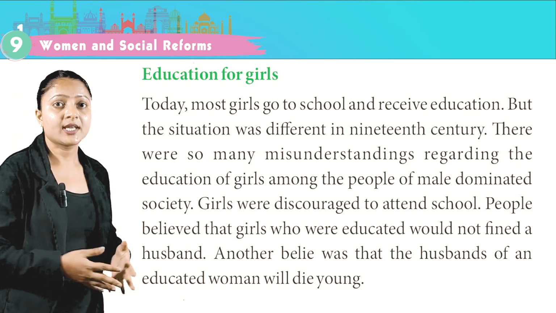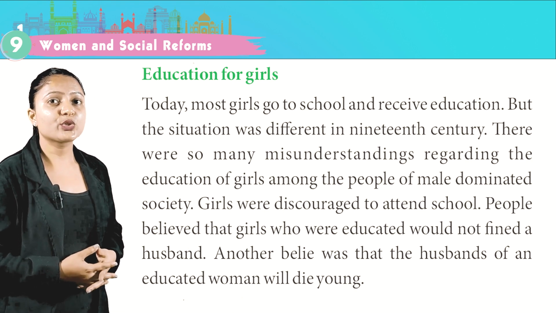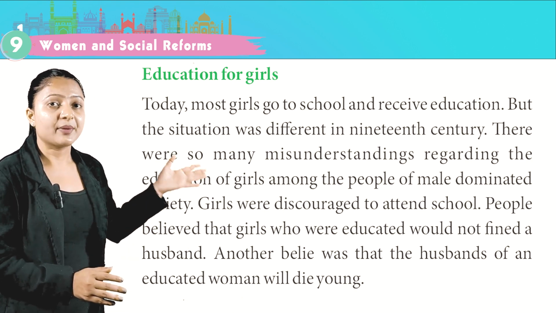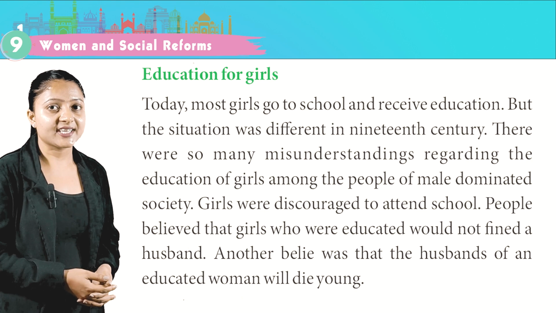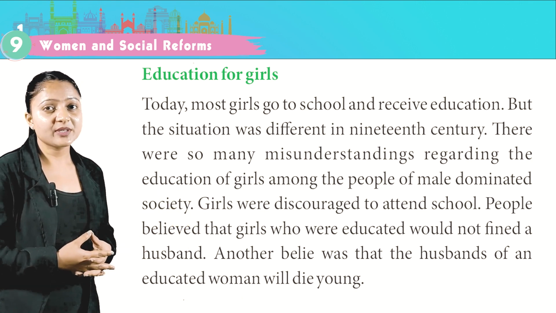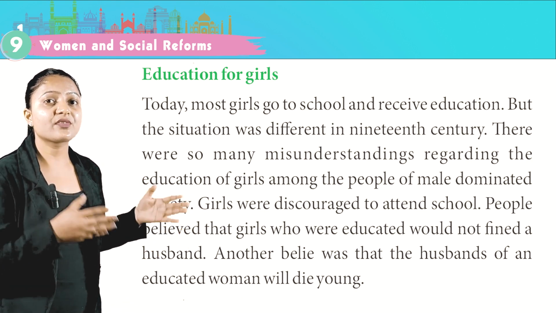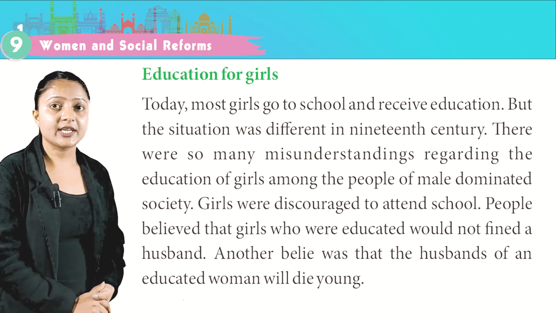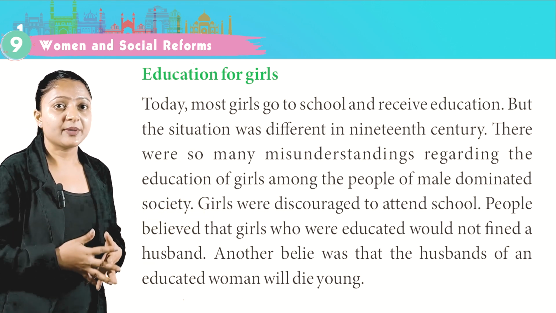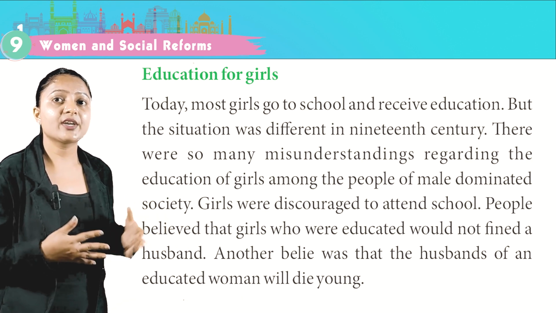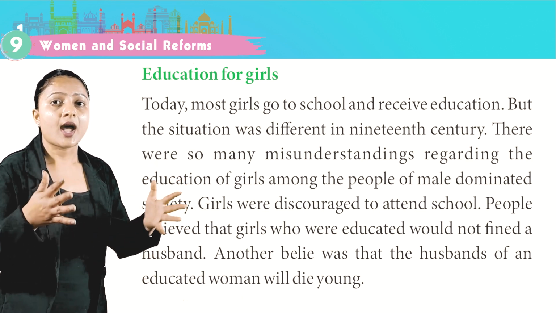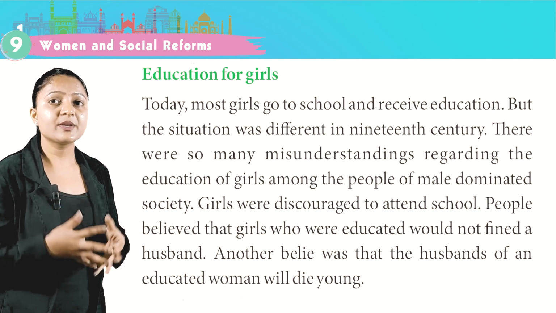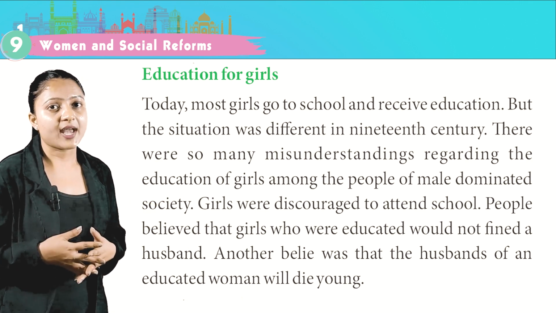Education for girls. Today, most girls go to school and receive education. But the situation was different in the 19th century. There were so many misunderstandings regarding the education of girls among the people of male-dominated society. Girls were discouraged from attending school. People believed that girls who were educated would not find a husband. Another belief was that the husband of an educated woman would die young.